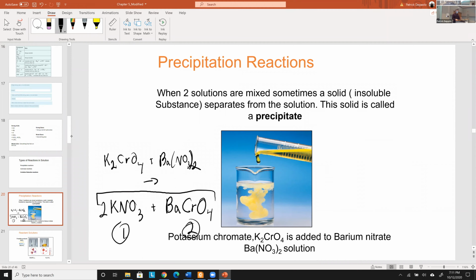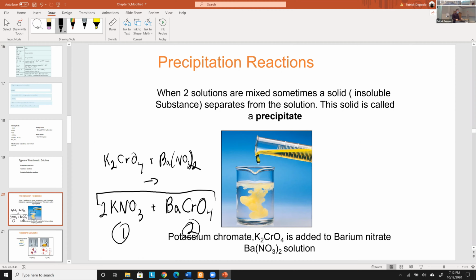If you were to do this reaction, this yellow that you see would be the barium chromate. The potassium nitrate won't actually form. It'll just be free potassium ions and free nitrate ions. Meanwhile, the barium chromate will stick together and fall out of solution, meaning they will no longer be part of the aqueous pluses and minuses. They will become a solid and fall out of the solution because of their lack of solubility. This is basically how a precipitation reaction works.